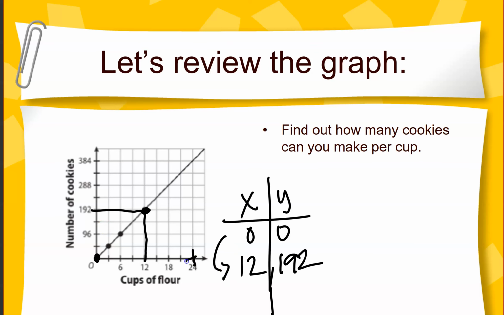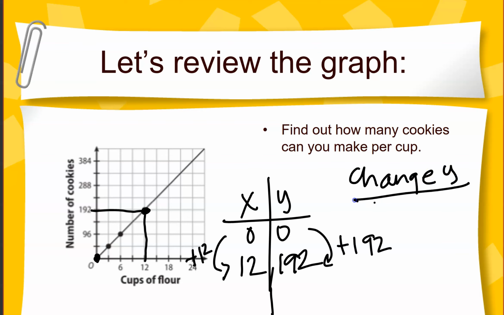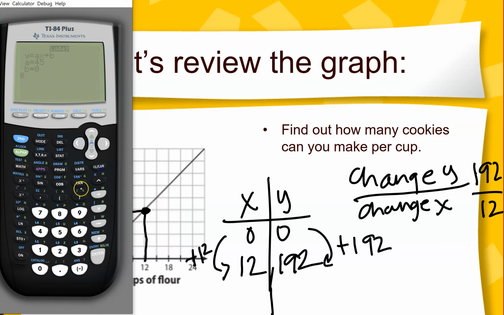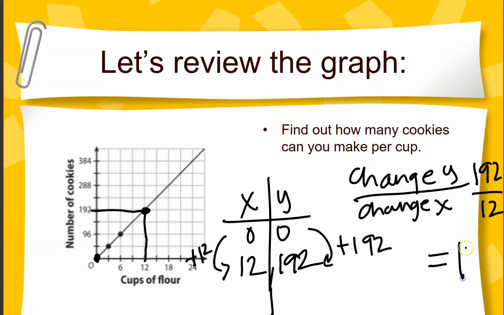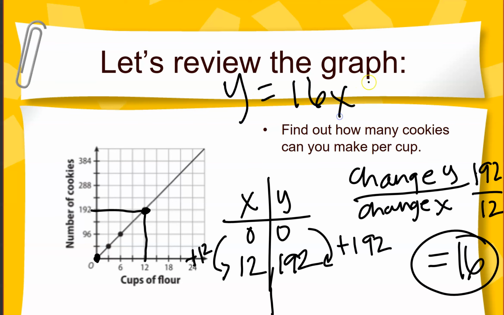So from 0 to 12, plus 12, from 0 to 192, plus 192. Now we're going to divide change in y divided by change in x. How much did my y change? It changed 192. How much did my x change? It changed 12. So 192 divided by 12 equals 16. So my constant is 16. How would I write the equation? Y equals 16x.